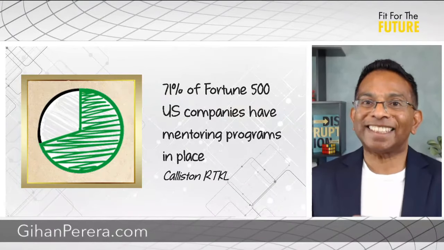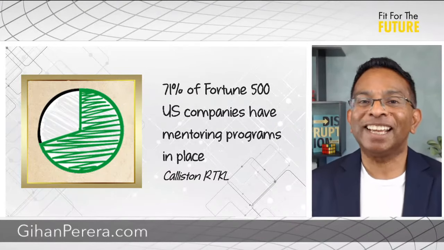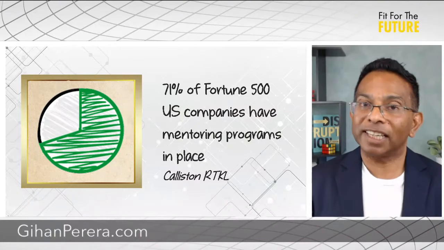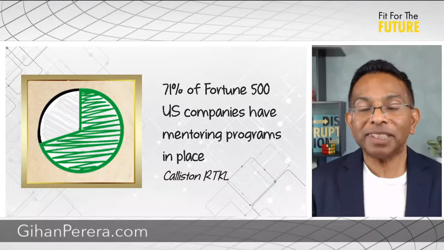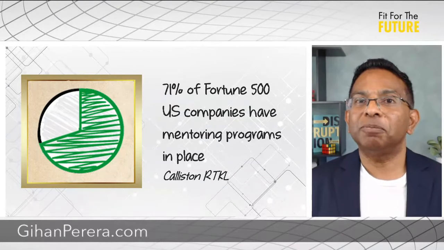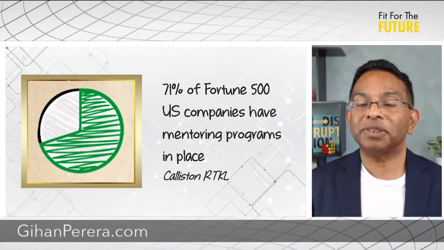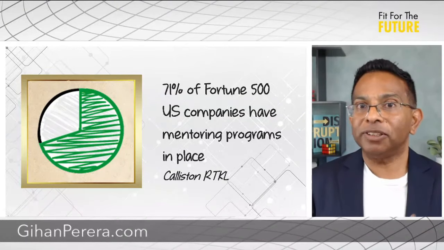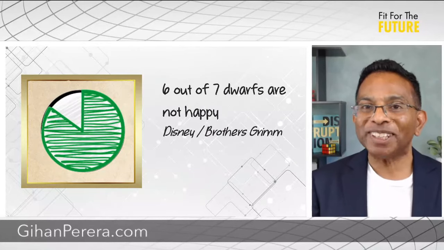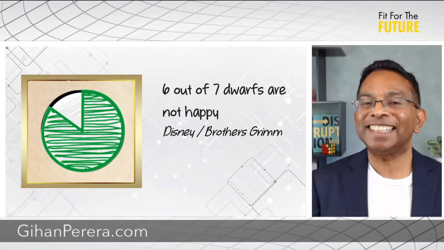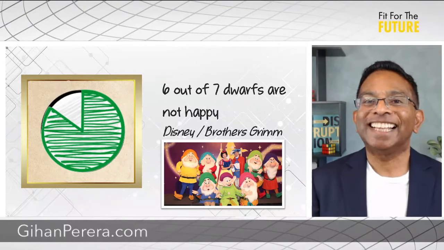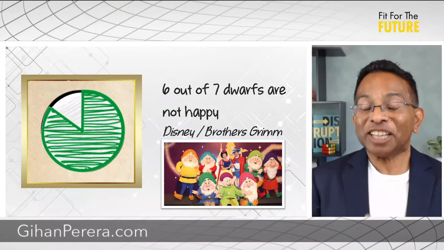Okay, now I know that not everyone believes, and you shouldn't believe all the statistics that you see, because it's just one survey, one research thing. But I want to make it quite broad. You should have a healthy skepticism towards some of the statistics. So don't take them just at face value, but use them as a guide. After all, I think it's true that according to Disney and the Brothers Grimm, 6 out of 7 dwarfs are not happy, right? Okay.